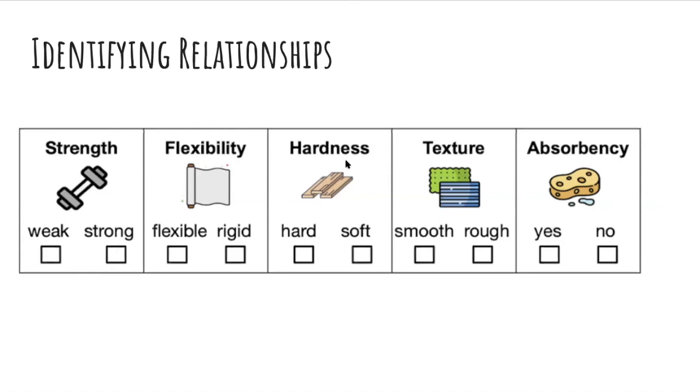Next is hardness. The two ends of hardness are either hard or soft. And there's a piece of wood right there. You would describe wood as being hard, right? You might describe a teddy bear as being soft.